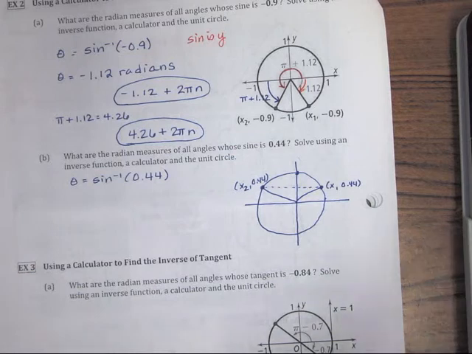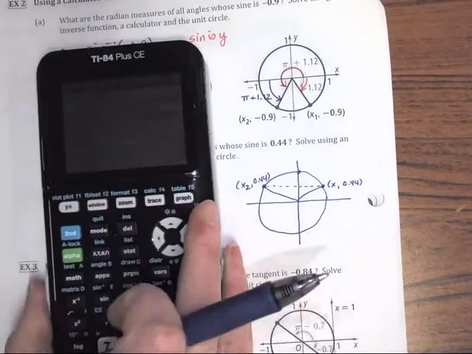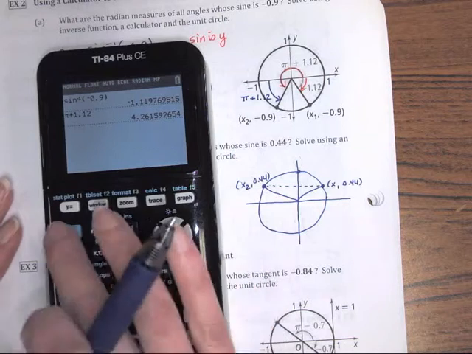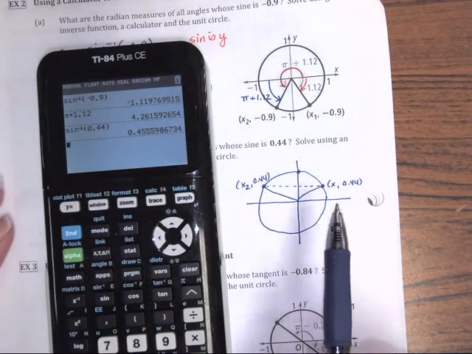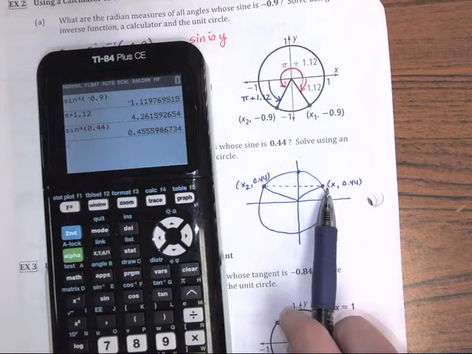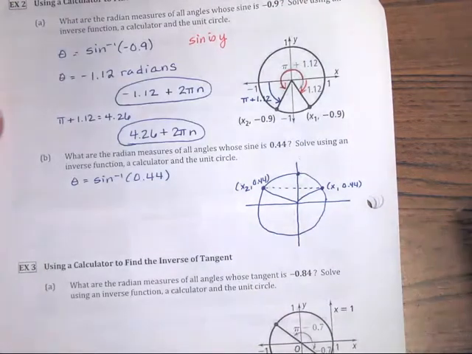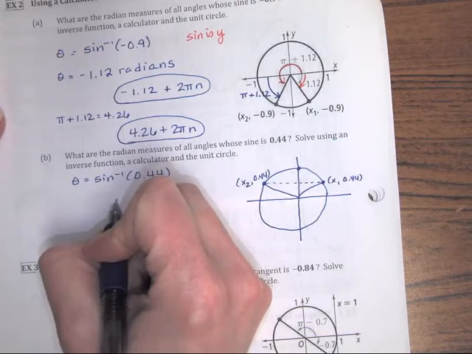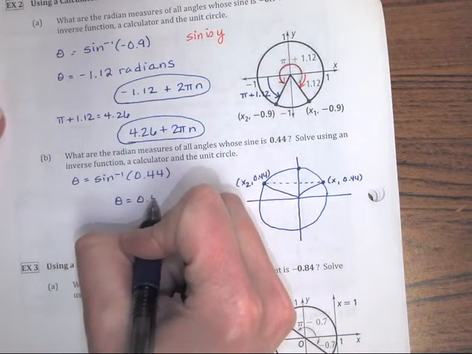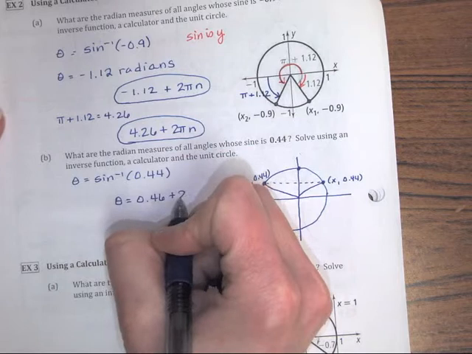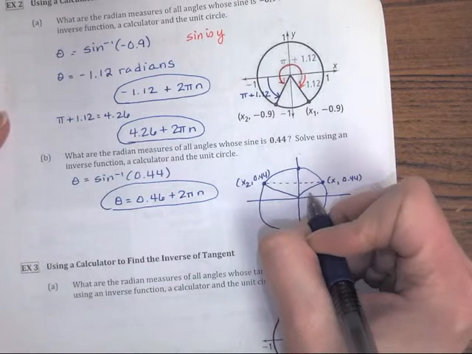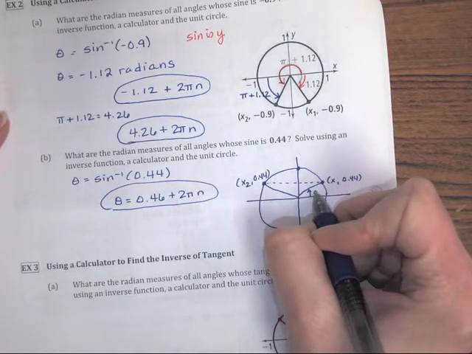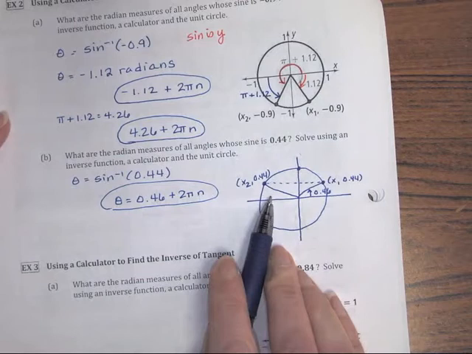All right, let's see which one of these we actually get. So I'm going to put in here inverse sine 0.44, and let's see what I get. So I get 0.46. That's going to be this guy right here. So theta equals 0.46 plus 2 pi n. So there's one answer. And that's this guy right here. We'll put a little mark there. 0.46. How do I get this one?